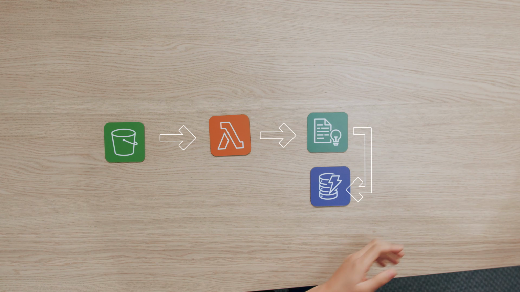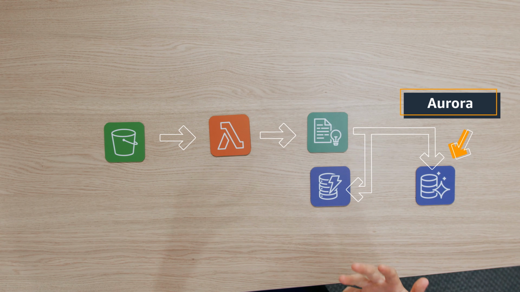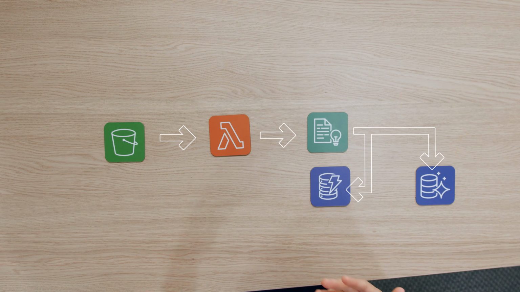All the data that is related to the user, like date of birth, address, and medical history, will be stored in Amazon Aurora. Aurora is a MySQL and Postgres compatible relational database built for the cloud.